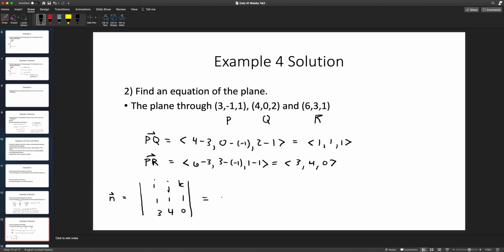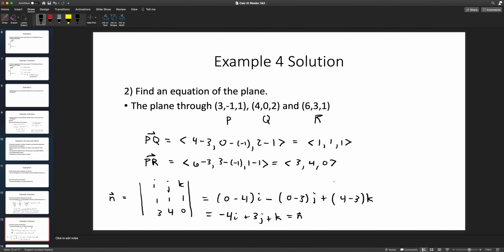And let's compute this 3 by 3 determinant. So we have 0 minus 4 i, minus 0 minus 3 j, plus 4 minus 3 k. We'll simplify that: negative 4i plus 3j plus k. And that's our normal vector n.